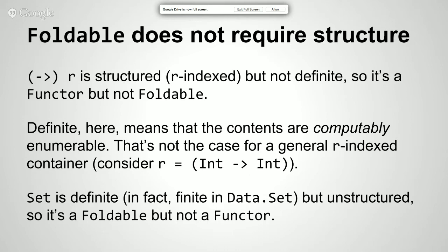On the other hand, let me actually step back. Functor means that it's structured, but it doesn't necessarily have to be definite. It doesn't have a notion of all the elements necessarily. Set, on the other hand, is definite. In fact, in Data.Set, it's finite because there's a tree structure, but it's unstructured because it depends on equality semantics. So it's definitely a Foldable. You could say, what are all the elements of the set? But because it's structureless, it's not a Functor.